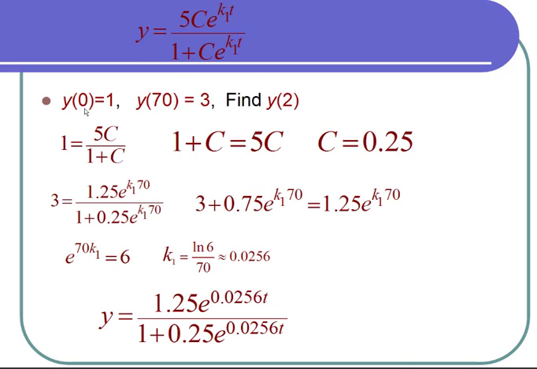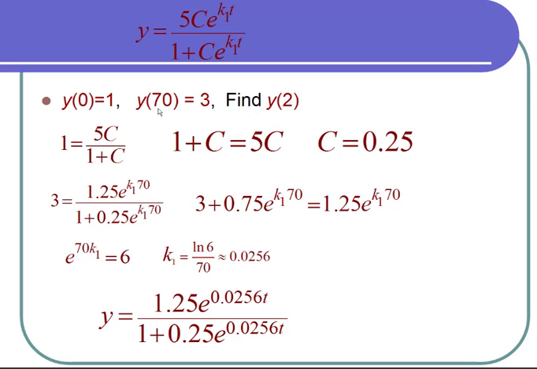So now let's plug in. We plug in 0 for t. We plug in 1 for y. So 0 here, and a 1 here. And we get 1 equals 5c over 1 plus c. And then do the algebra. Multiply by the denominator and solve. And we get c equals 0.25.